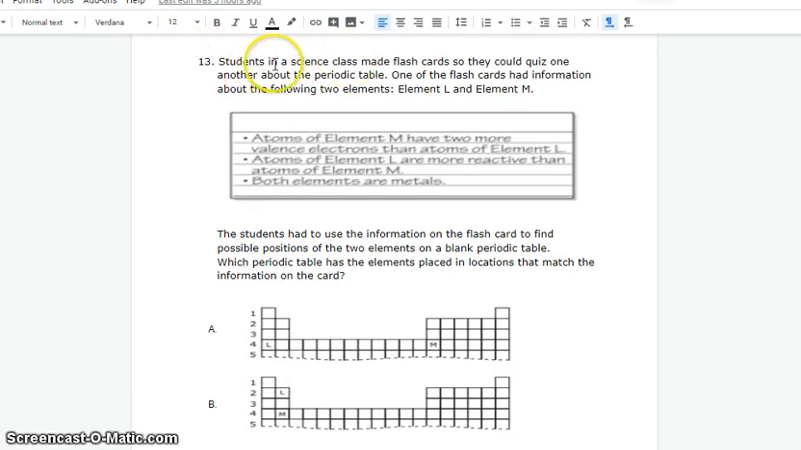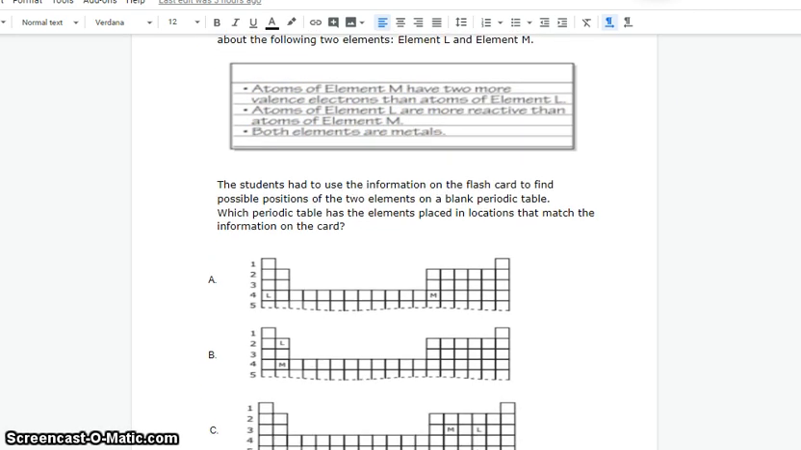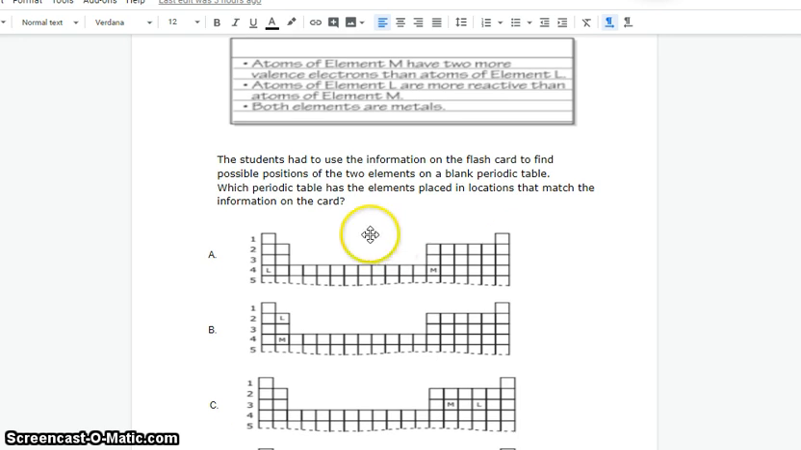Number 13. Students in science class made flashcards so they could quiz one another about the periodic table. One of the flashcards has information about the following two elements, element L and element M. Atoms of element M have 2 more valence electrons than atoms of element L. Atoms of element L are more reactive than atoms of element M. Both elements are metals.